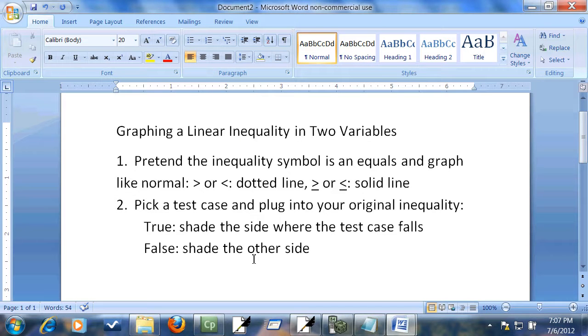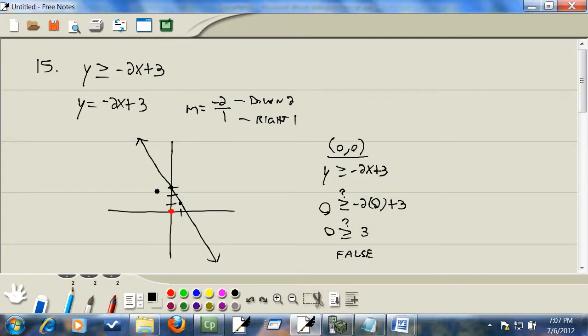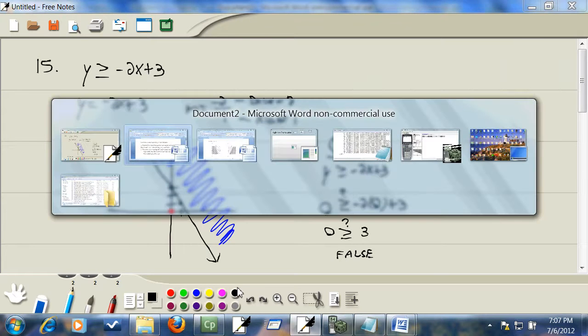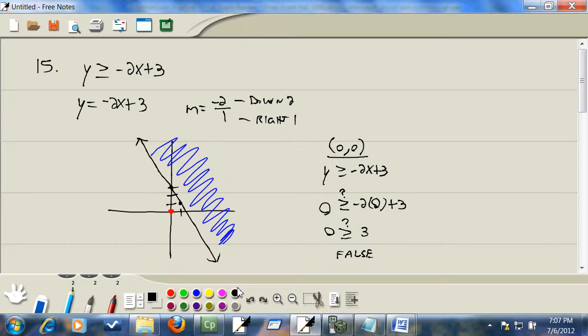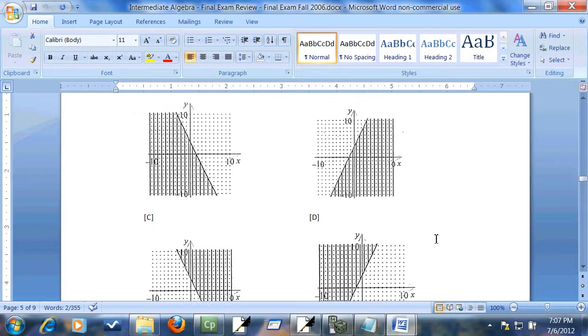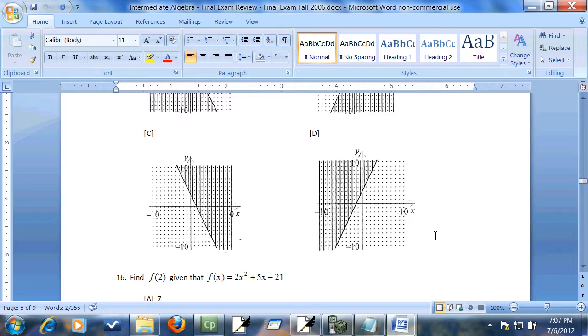Now our steps say if it's false, you shade the other side. If it was true, then we'd shade the side where the test case falls, where this point is. But since it's false, we'll shade the other side. So we're going to shade that side. And that'd be our answer. Let's see which one it matches. Okay, we're shading to the right, which looks like C.